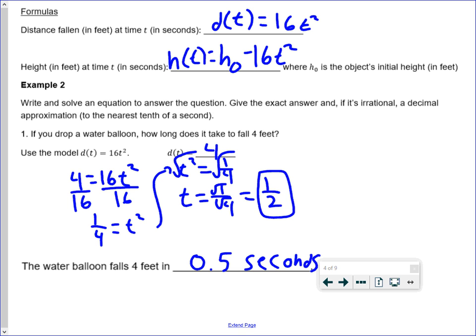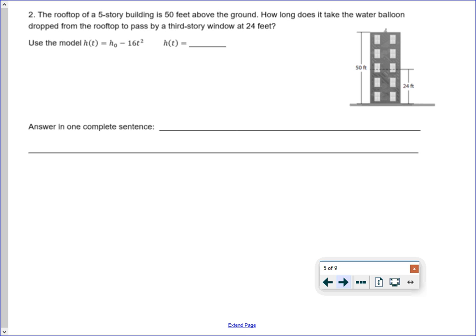Okay, let's keep going. We have another problem. The rooftop of a five-story building is 50 feet above the ground. How long does it take the water balloon dropped from the rooftop to pass by a third-story window at 24 feet? We're going to use the model h of t equals h of 0 minus 16t squared. The height is going to be 24.